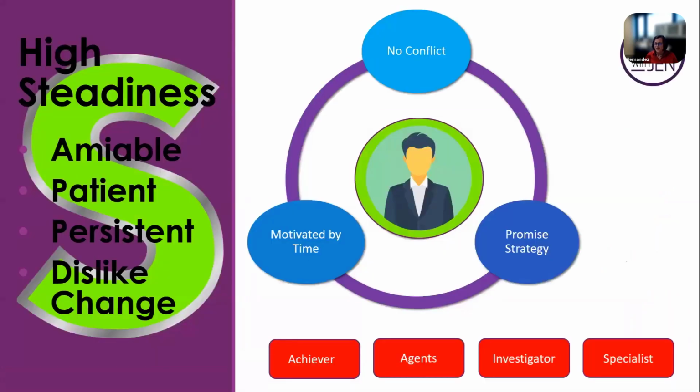Okay. So on the S, again, S stands for steadiness. They're motivated by time. They like a promise strategy. I like reassurance and promises that you're going to get this done for me. They'll trust somebody wholeheartedly if they believe in it and they feel comfortable. Okay. They do not like conflict at all.